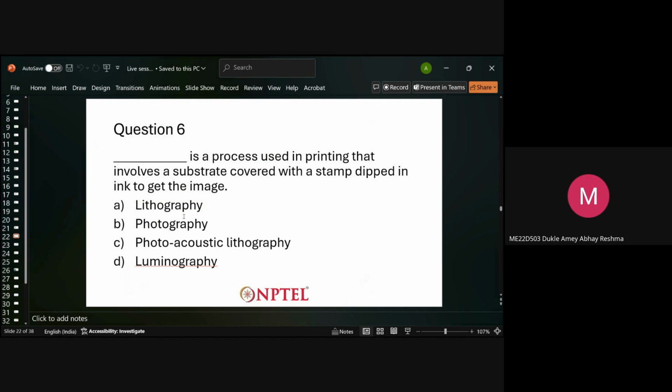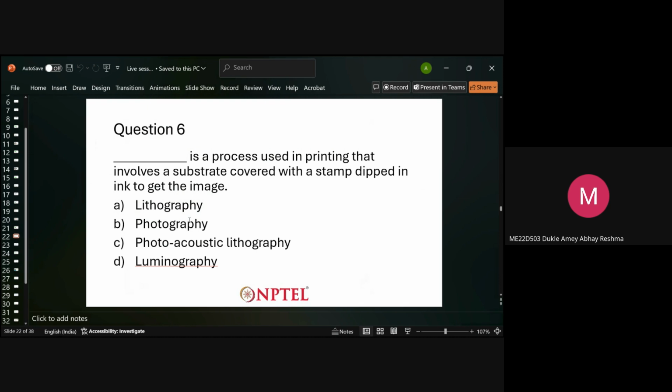So question six, dash is a process of printing that involves a substrate covered with a stamp dipped in ink to get an image. The options are: lithography, photography, photoacoustic lithography, luminography.